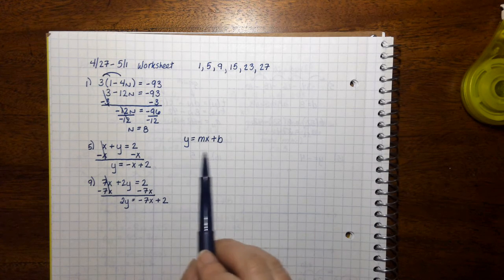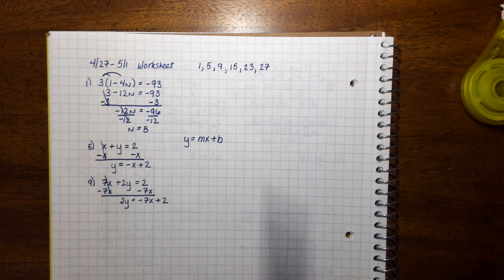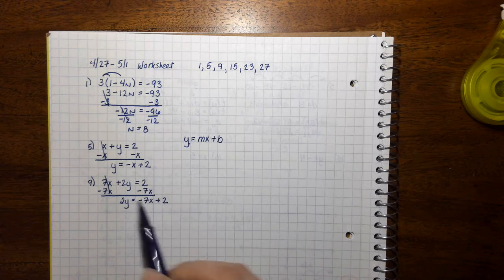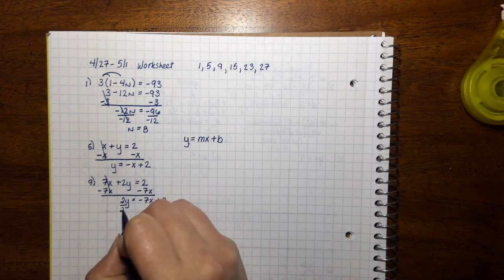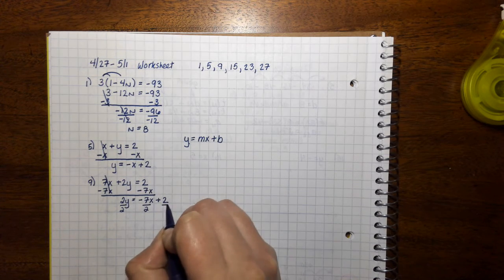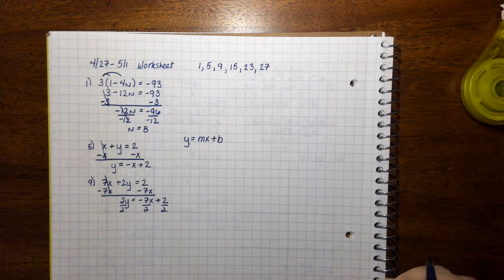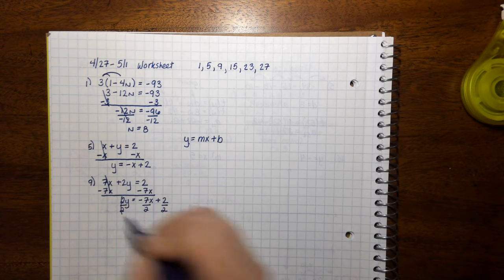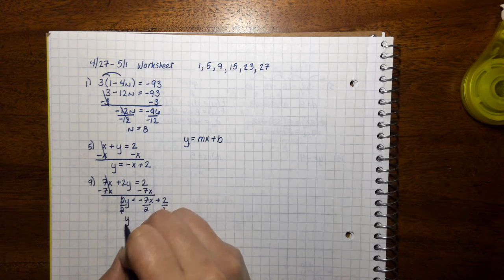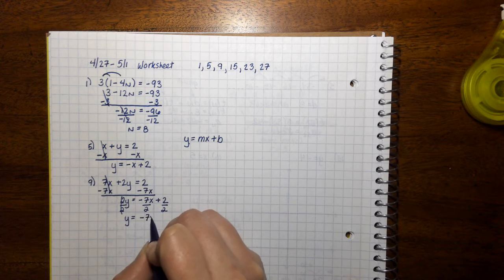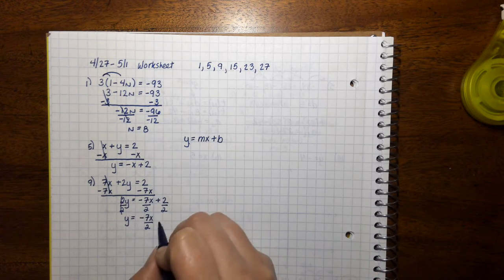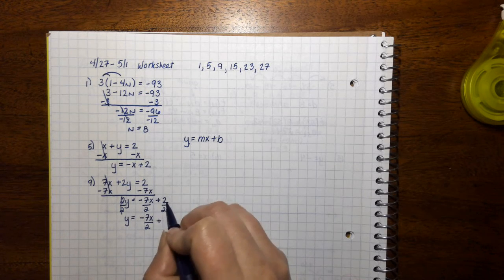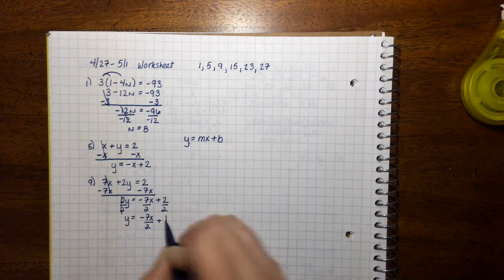Notice slope-intercept form says that it's just y and I have 2y. So if something's multiplied by 2, how do I undo that? Divide by 2. And when I divide by 2 on both sides, I need to divide by 2 on everything. So that cancels. I have y equals -7x over 2 plus, and then what's 2 divided by 2? 1.